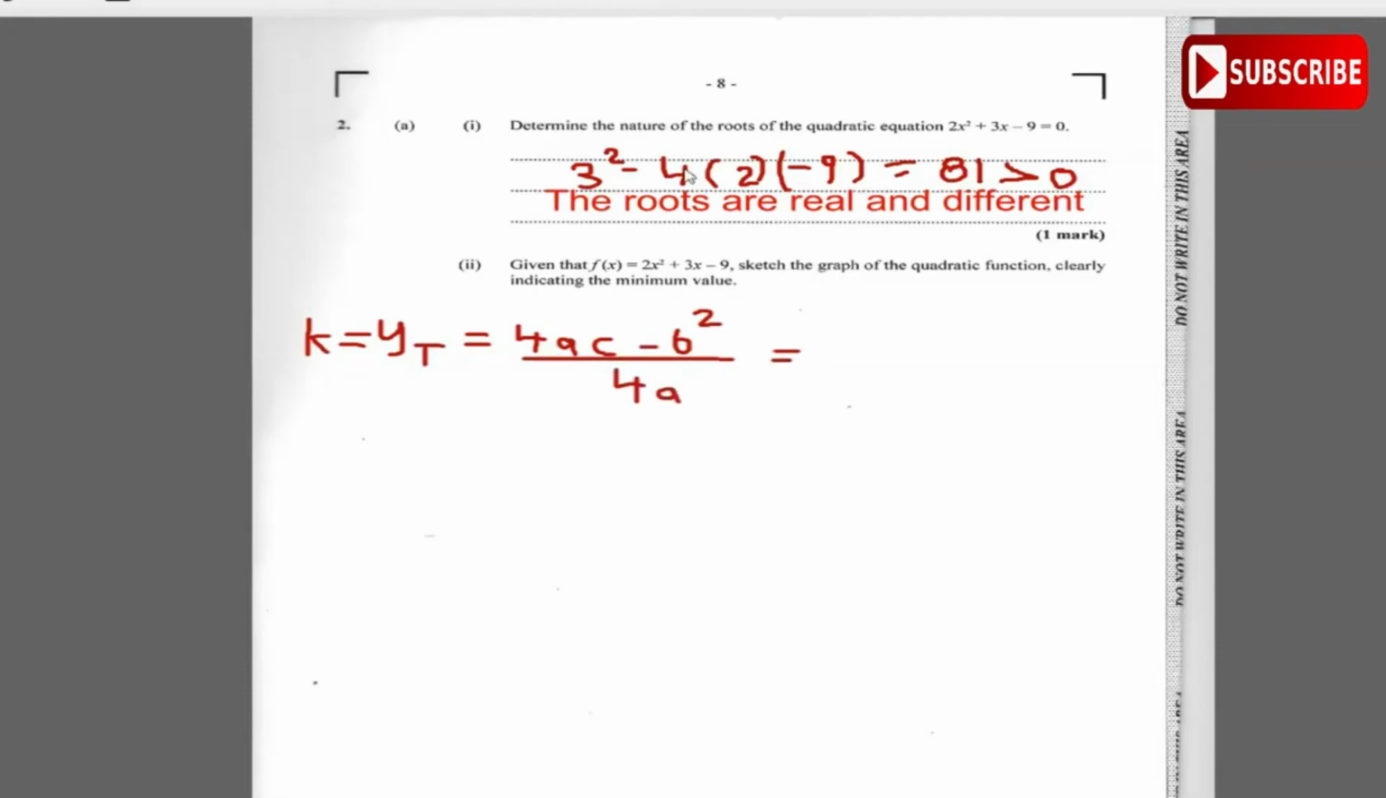So finding the minimum value is actually 4 times minus 9, that's c, times a, which is 2, minus b squared, which is minus 9, over 4 times a, which is 8. Let's work out that now. So we have 4 times minus 9 times 2 minus 9 divided by 8. I get negative 81 over 8.